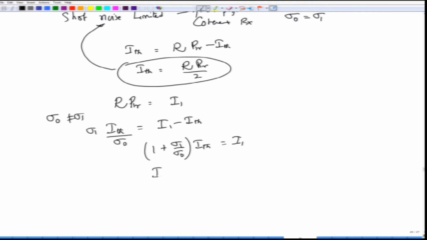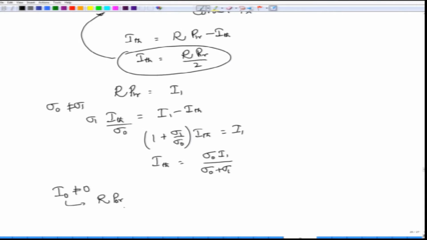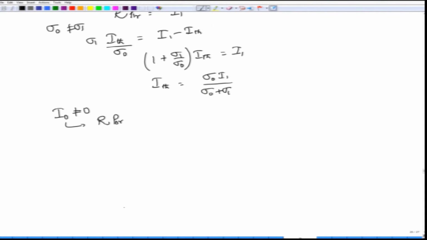Simplifying this relationship, I threshold, which would be the optimum value, will be given by sigma 0 I1 by sigma 0 plus sigma 1. You further can consider the case when I0 is not 0, I0 being the current that you would receive when you have transmitted a bit 0, that is when the laser is supposed to produce 0 power, but in fact it produces a non-zero power because of the problems with the laser itself. Then the signal photocurrent that you receive when the bit is 0 is not exactly 0, and that can also be incorporated.